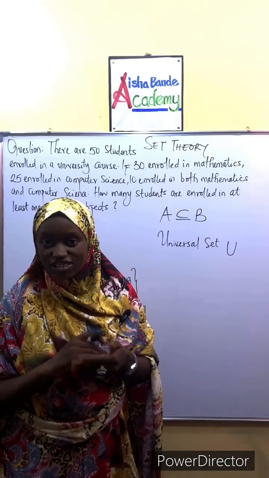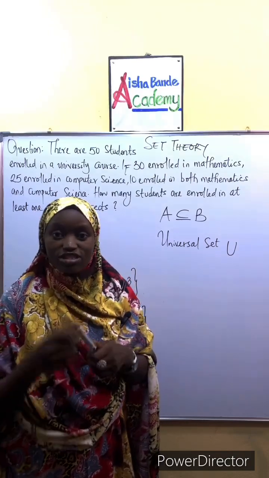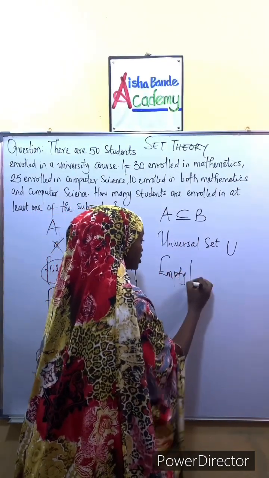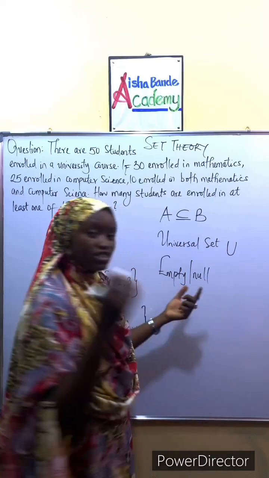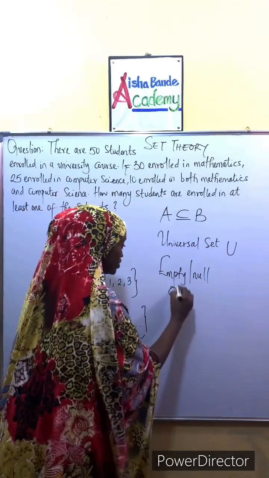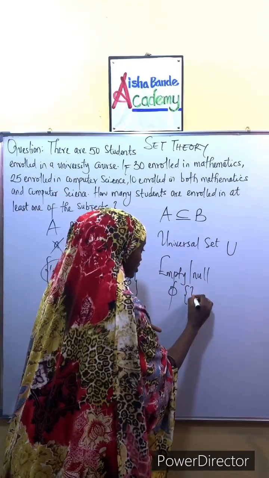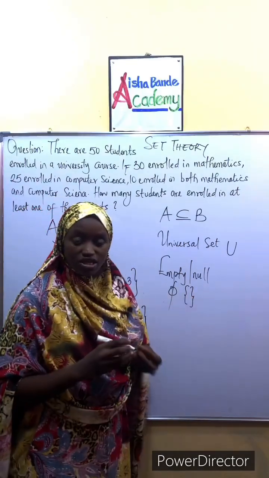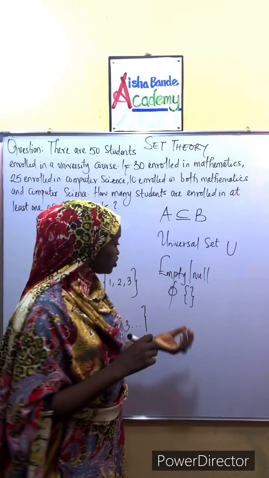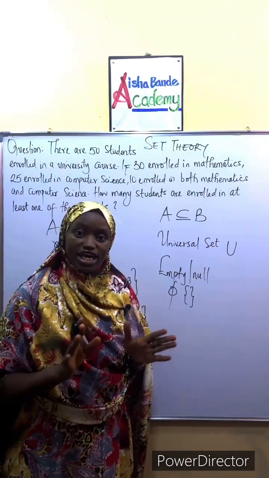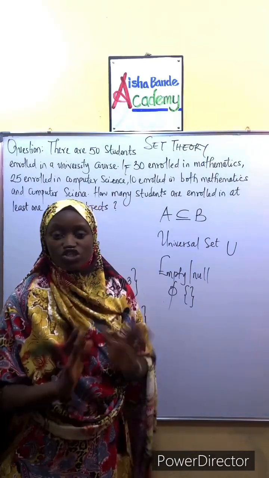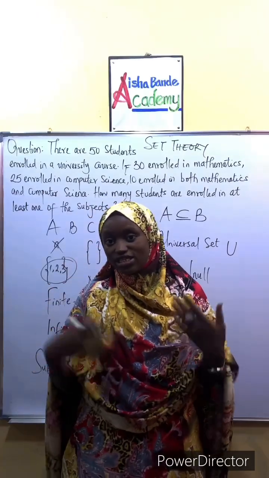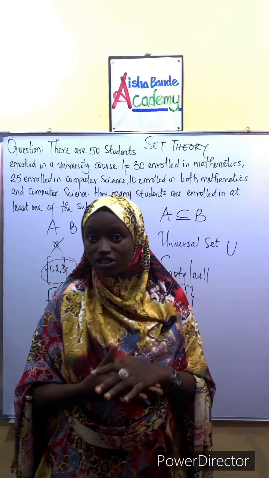The next type of set is the empty set. Another name for the empty set is the null set. The empty or null set is denoted with this symbol. It is a set without elements within it. A null set or empty set is a set with no elements. Basically, under set theory, these are some of the types of sets that we'll be discussing.